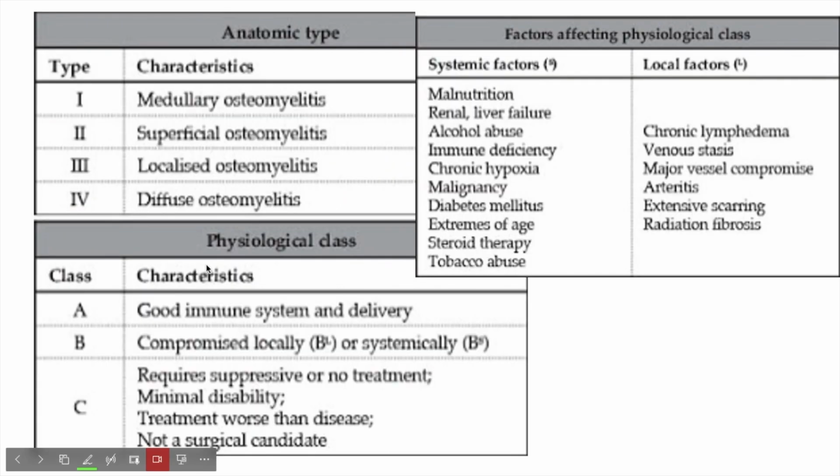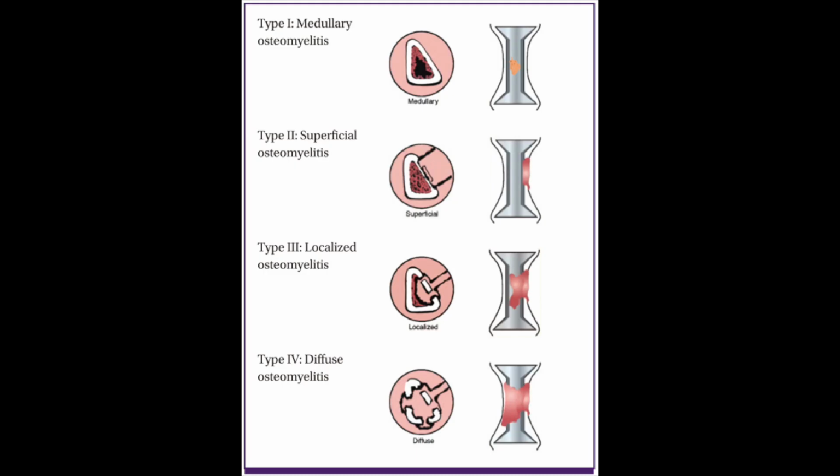Okay, the most common classification system, which uses anatomic involvement, physiological class or the host type, and prognosis, is, all of us know this very well, the Cierney-Mader classification. So in type 1, it is medullary osteomyelitis. The medulla of the bone, the medullary canal of the bone, is involved.